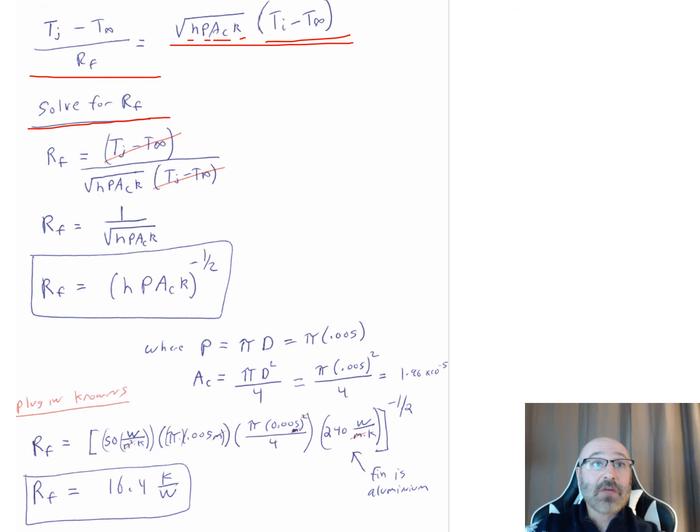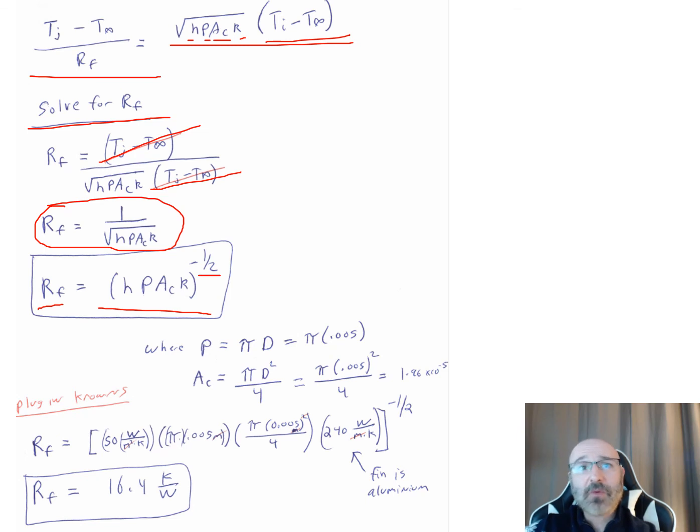sub F. So there's my T sub J minus T infinity, there's my T sub J minus T infinity right there. These two cancel out, so I have 1 over this. So R sub F is equal to 1 over the square root of h times P times k times A_c. Well, I can also rewrite that as R sub F is equal to (hPkA_c) to the -1/2. Just another way to write that.